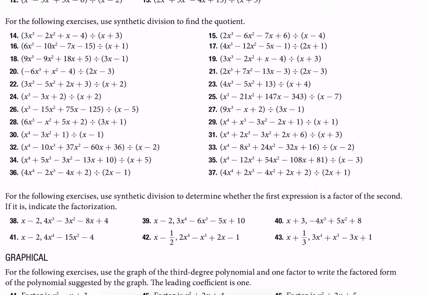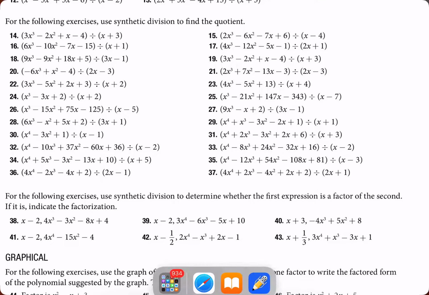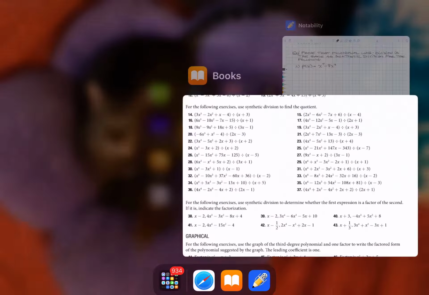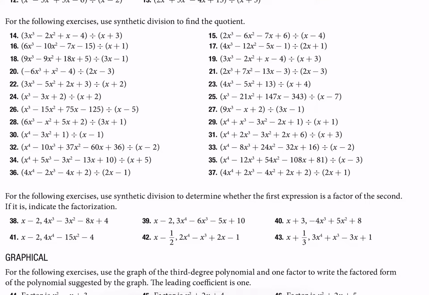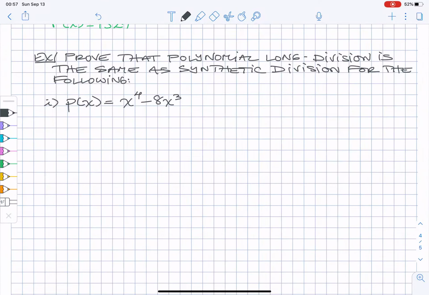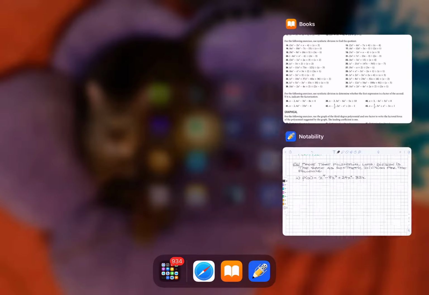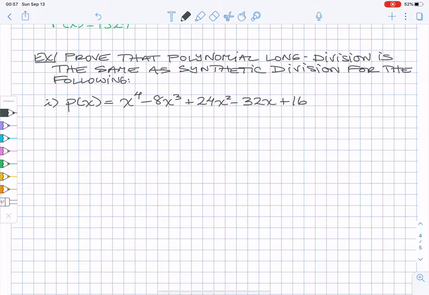33. x to the 4th minus 8x cubed. So we have p of x is x to the 4th minus 8x cubed, plus 24x squared minus 32x, plus 16, divided by x minus 2. Okay, plus 16. And we want to divide this by x minus 2.